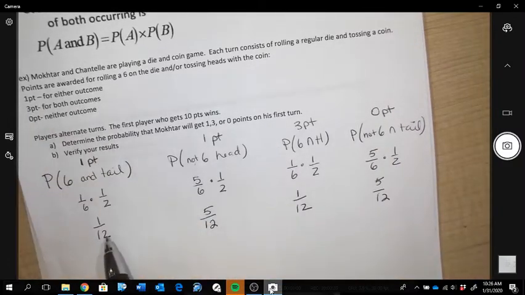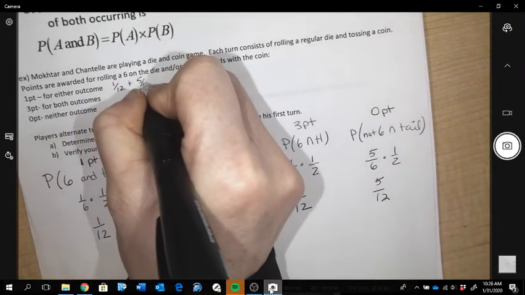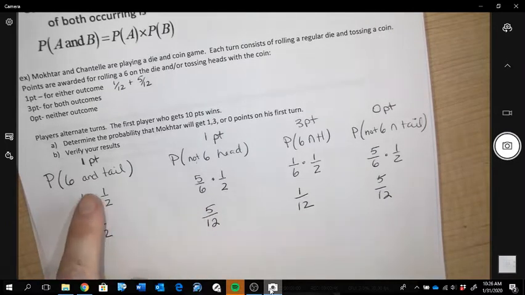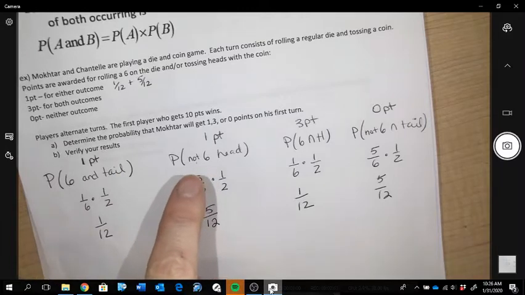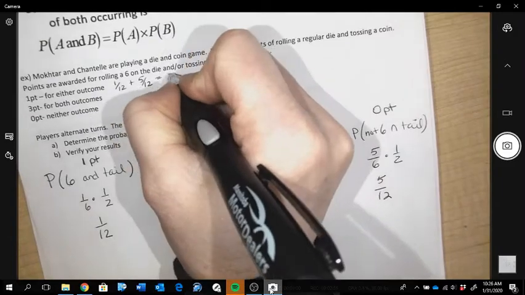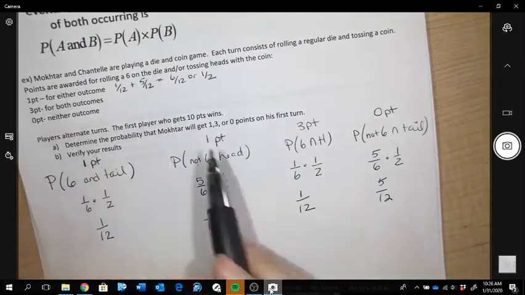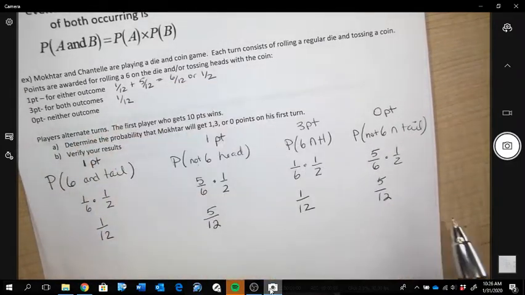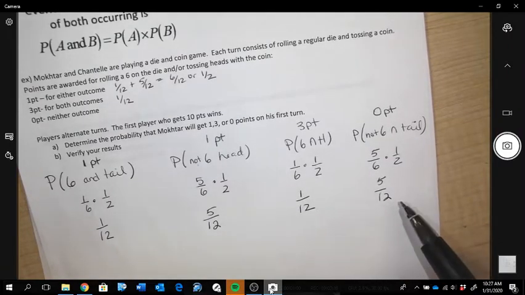So for 1 point, the chance is 1/12 plus 5/12. It was either this or that, right? Because this is where you won with the die but not the coin, and this is where you didn't win with the die but you won with the coin. So that ends up being 6/12 or 1/2. To win both, you would have to get a 6 and a head, so that's 1/12. And to have neither outcome would be 5/12.